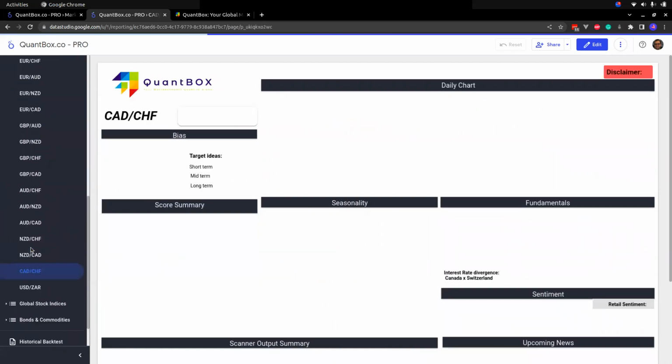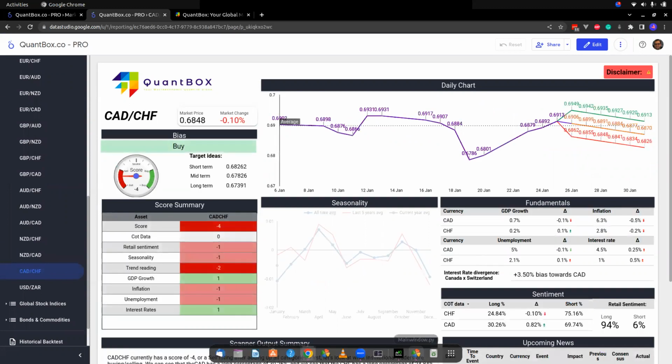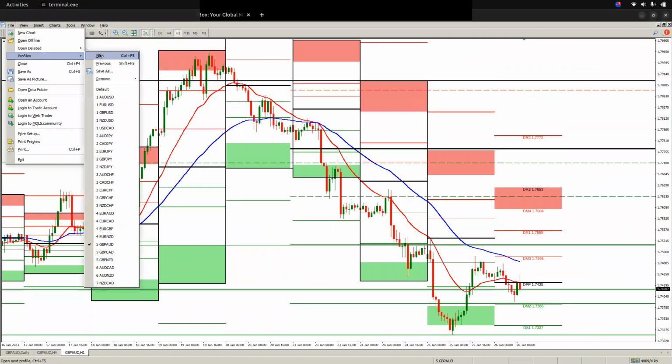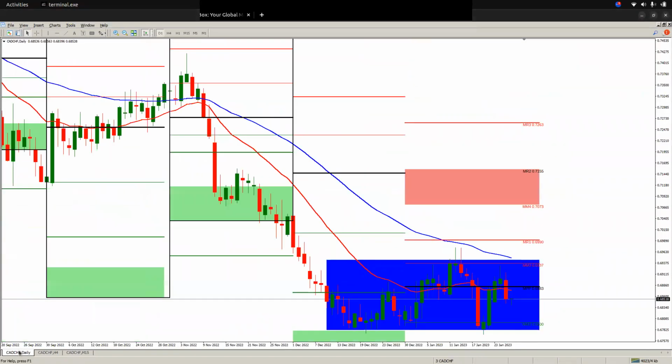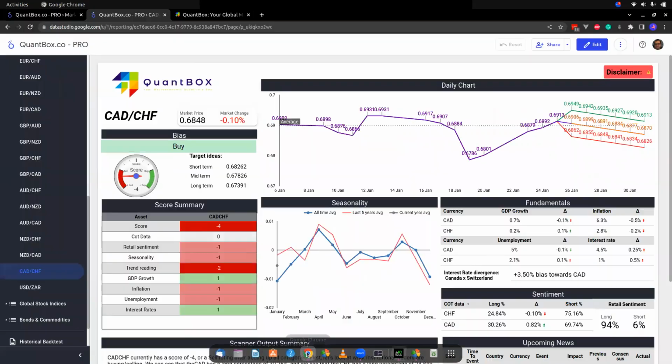CAD Swissy over here coming through with a bias of bullish. This is one of those examples where you got a bearish pair, but you got a bullish bias. Have we come down to support? You can see they're currently stuck in the range. So just leave that alone. Cool. So that's what you do. That's how you do it.